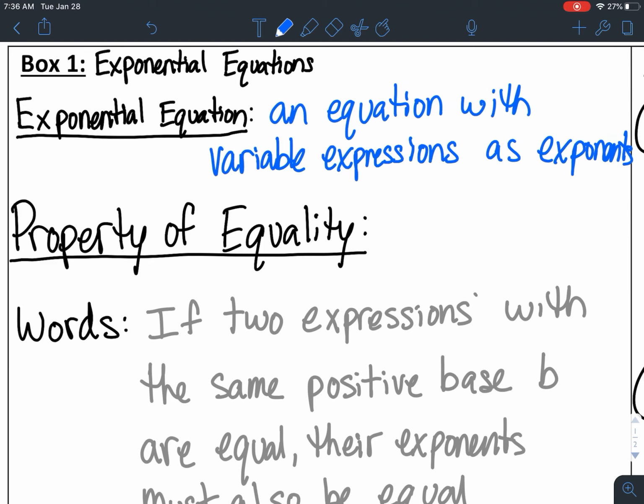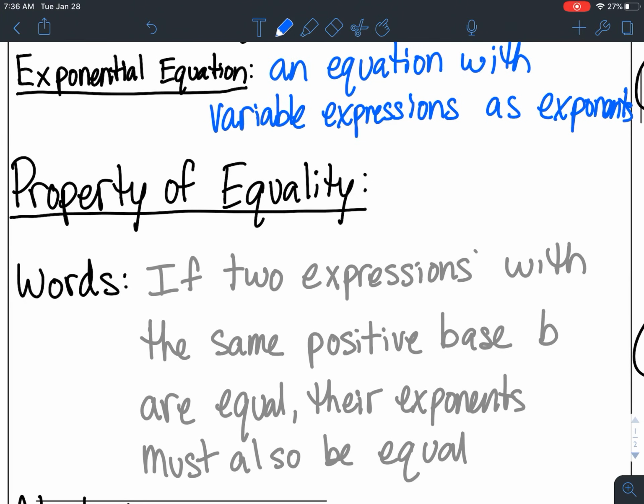So we've got something called the property of equality. There's a lot of different ways that we can interpret the property of equality, specifically with exponential equations. I'm going to break this down into 3 different levels to give you the definition first based on the wording of it, then the algebraic, and then kind of an example with some numbers in there. So we'll pare it down a little bit and hopefully it makes more sense. What the property actually says in words is that if 2 expressions with the same positive base b are equal to each other, their exponents must also be equal.